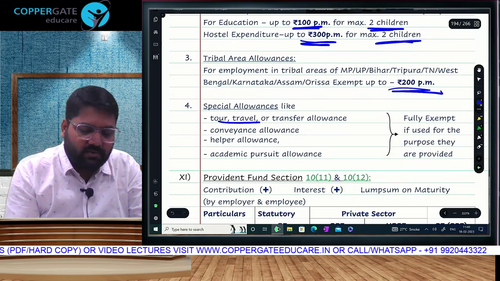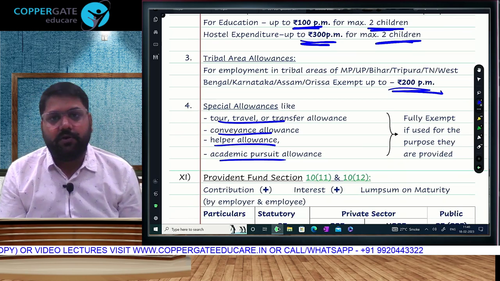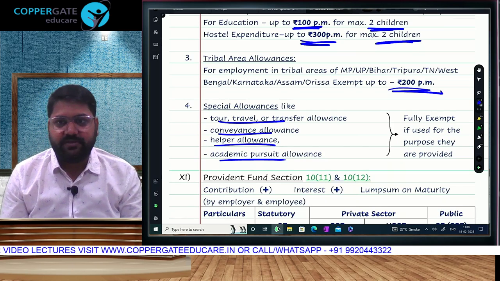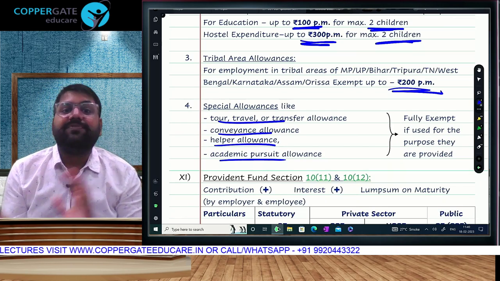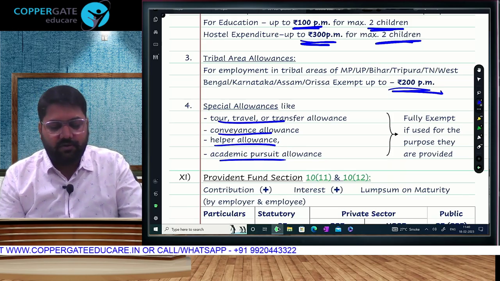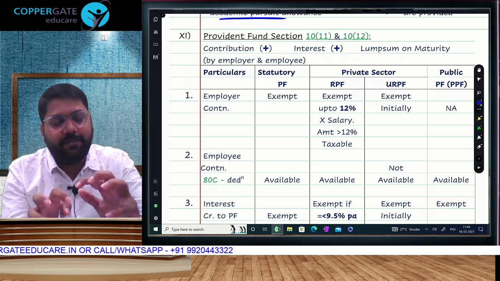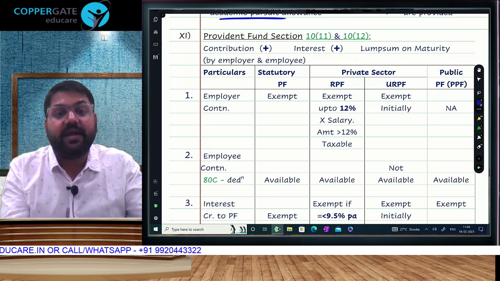And for allowances like travel, transfer, conveyance, helper, academic pursuit, whatever you spend for office purposes, that expenditure will be exempt, and if you pocketed any amount, that pocketed amount is going to be taxable. Next is the treatment of provident fund, where employer contributes, employee contributes, interest is paid, and then maturity is also received.